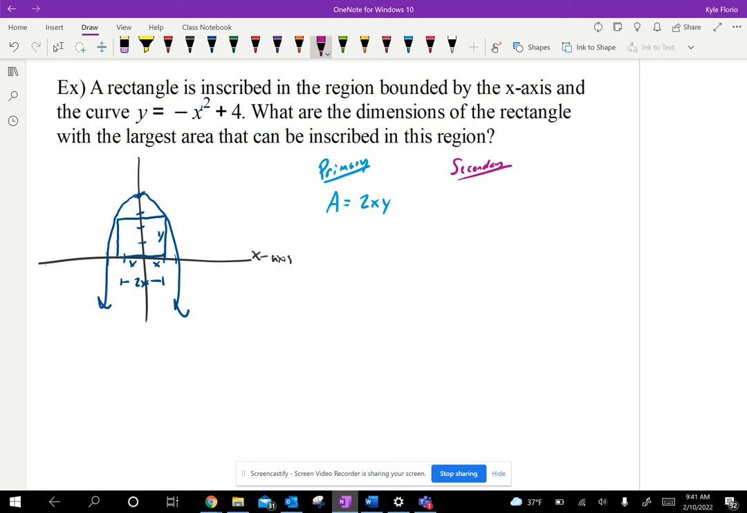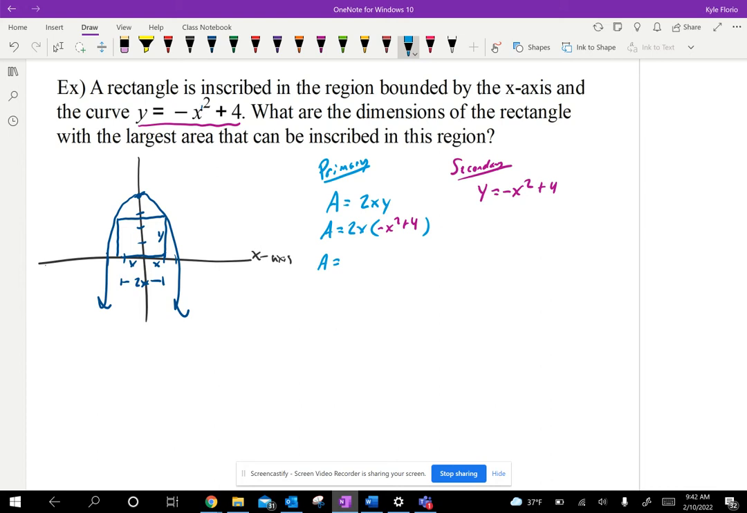I need another equation that relates x and y together, so I can replace the y with something in terms of x. And luckily, they gave us one. It's that top curve, negative x squared plus 4. So now what I can do is take that equation and substitute it in for y in my primary equation. This is really the only thing new about what we did before and what we're doing now: the equation is on a graph, but the secondary equation is almost given to us for free, and we're just going to substitute it in.